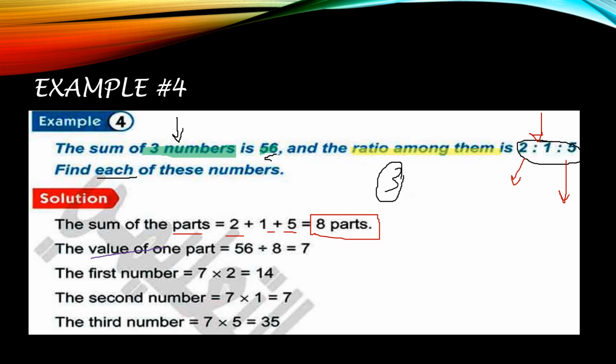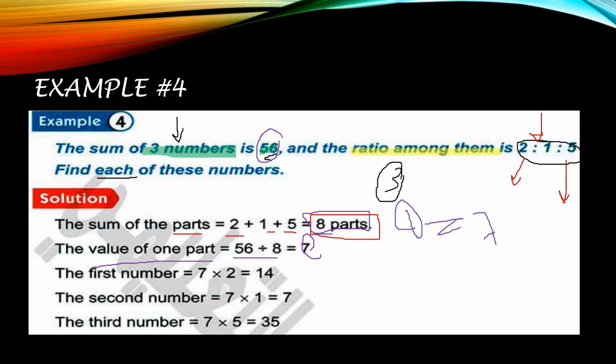And the value of one part, sorry, let me erase this. So the value of one part will equal: we know that the sum of the numbers is 56, and we know that the sum of the parts is 8. So we're going to divide 56 by 8, which is going to equal 7. So this means that the value of just one part is going to equal 7.